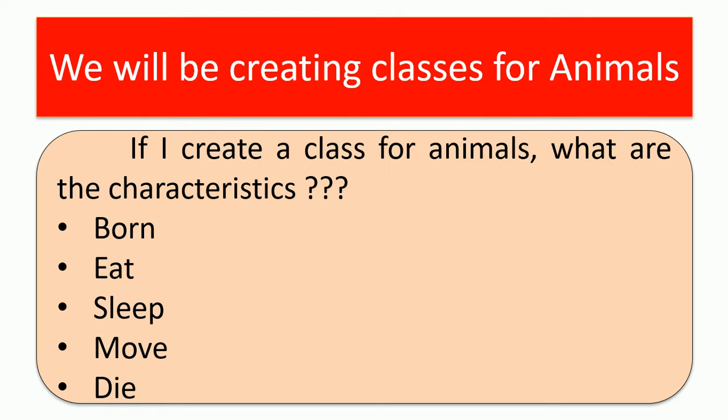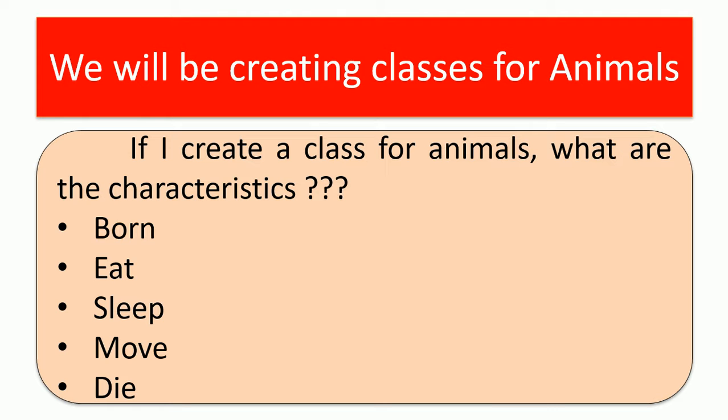So I'll show you a scenario. What will happen when we create classes for animals? If we create classes for animals, can we say what the characteristics of animals are? I mean, what are the things they will do? They will be born. Then they will eat whenever they are hungry. They will sleep for rest. They will move for food and other needs. And finally, they die. This is their life cycle. So these are five characteristics.